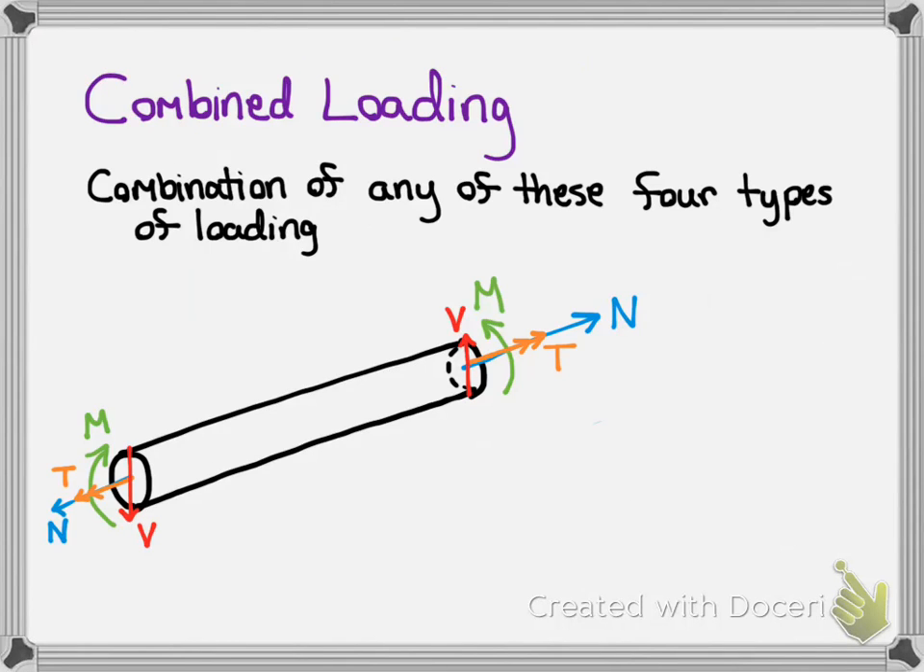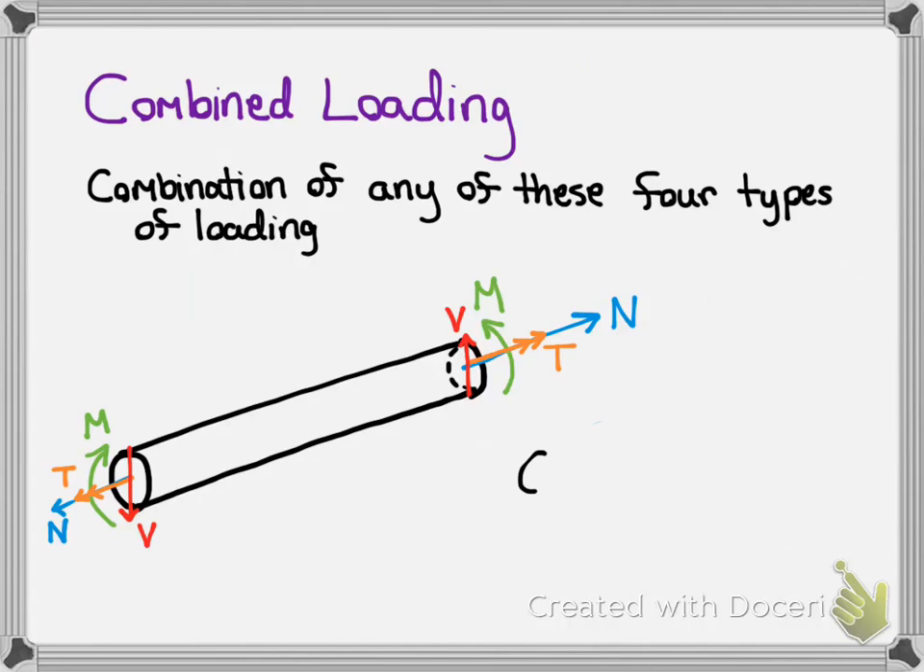So combined loading follows naturally from these separate types of stress in that it's just any sort of combination of those different types. It can be simply a normal stress and a shear stress, or a normal force and a shear force. It can be a bending moment and a normal force. Any combination will work. In this lecture we'll examine an example that has all four types, just so that we are clear on how each type causes stress.